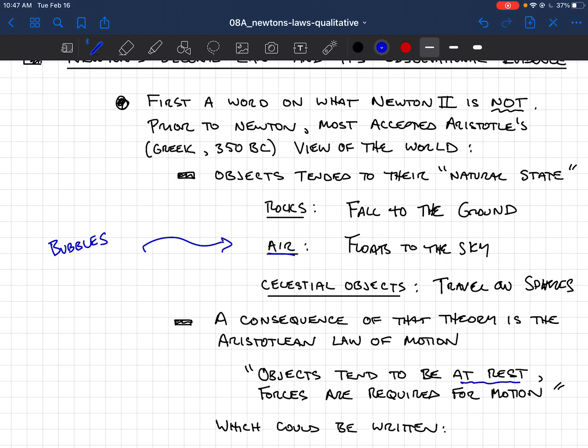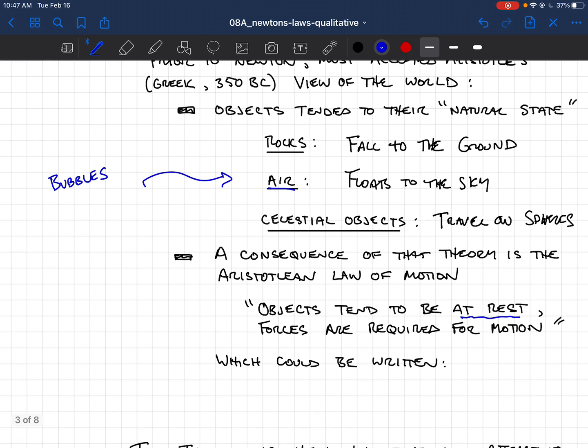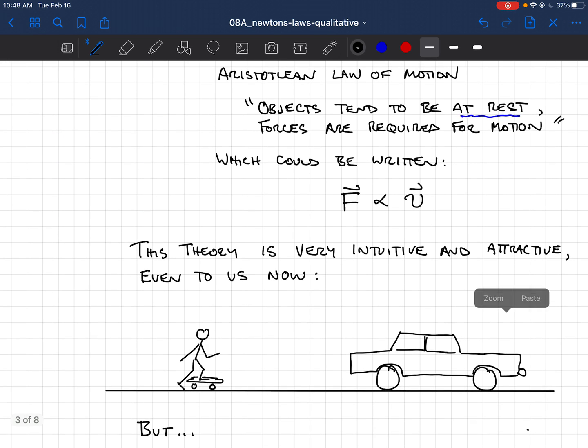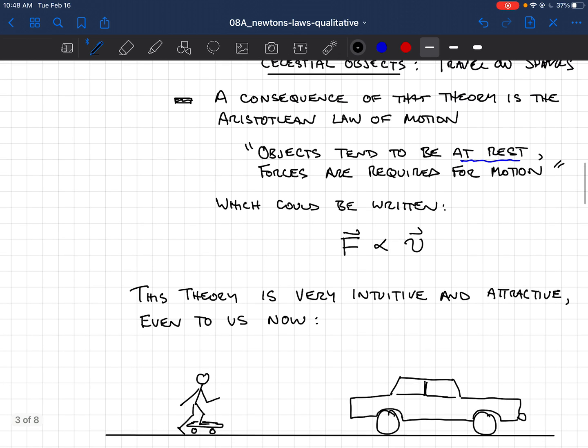And this was accepted, and in fact, it's very intuitive. So one might write Aristotle's law of motion: forces, which are just interactions on objects, are proportional to velocity. So if you want to get a velocity of an object, you have to apply a force to that object. And so people accepted this, and it's even intuitive to us now. I mean, if you're riding on a skateboard, then you know you have to push off the ground. You have to push repeatedly in order to keep going. So in order to have some velocity here, you need to apply forces to make yourself go. Forces cause you to go.